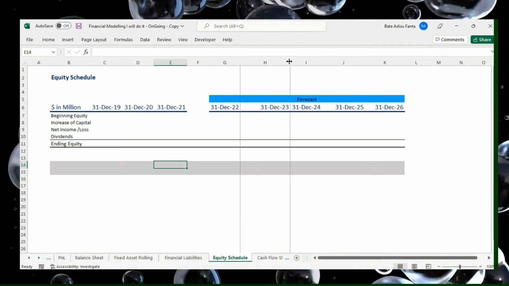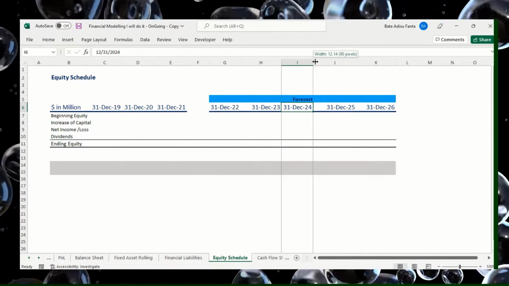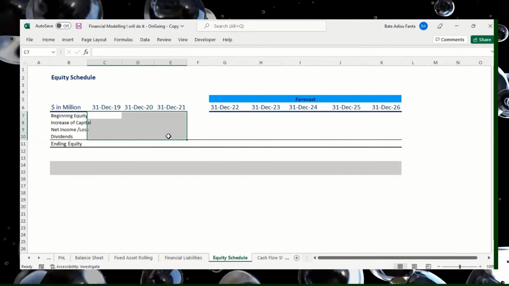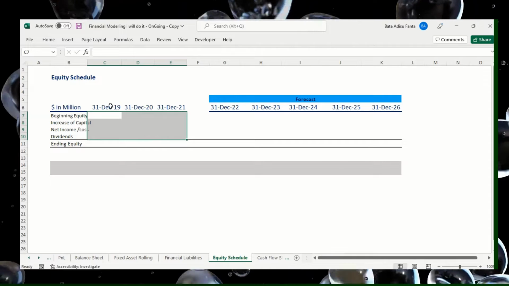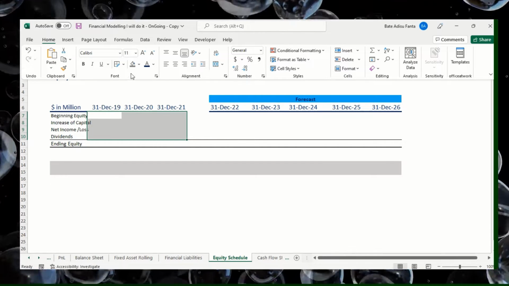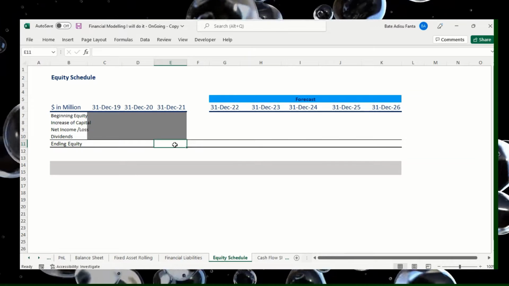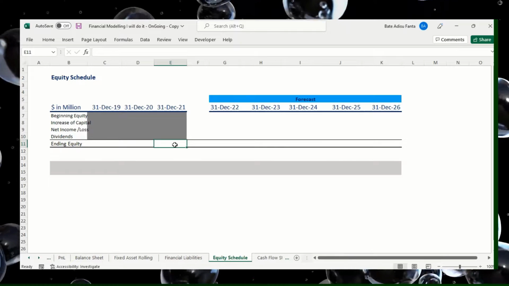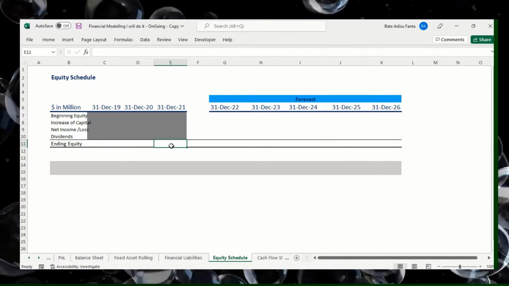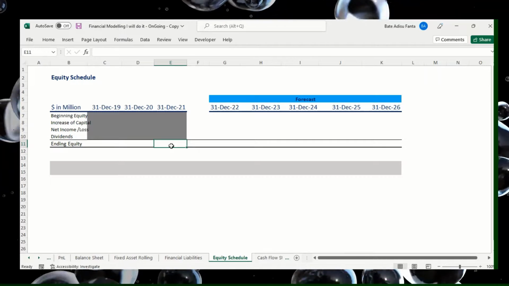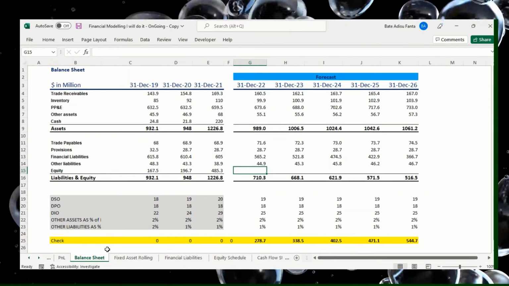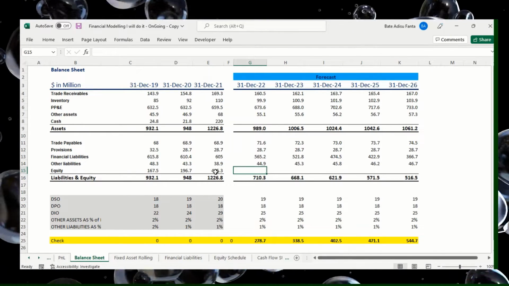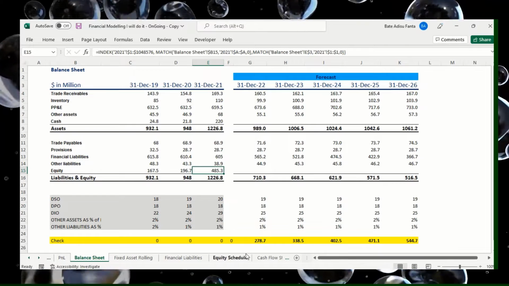For these 5 years, we do not need the historical data for the last 3 years. So in the case of equity schedule, we do not need the historical data for the last 3 years. What we need is the ending balance of 2021 in our case. So we can easily get this ending balance from balance sheet. Here you have 2021 is this one, equity is this one. So we take this value to our equity schedule.